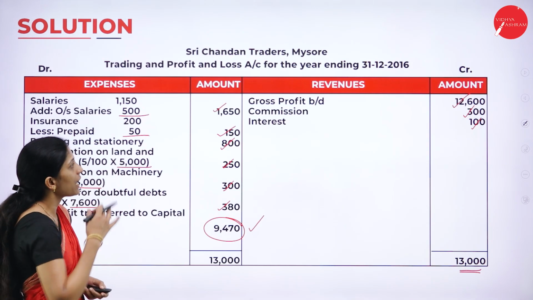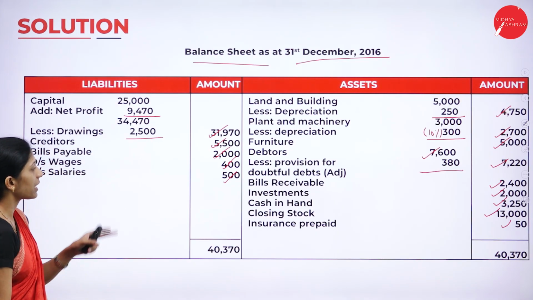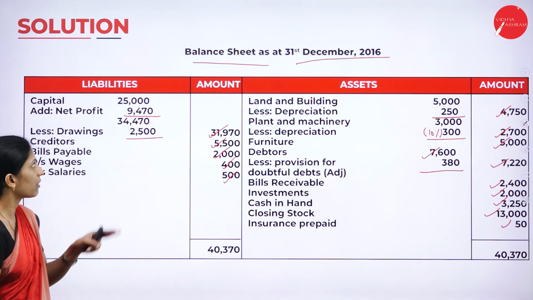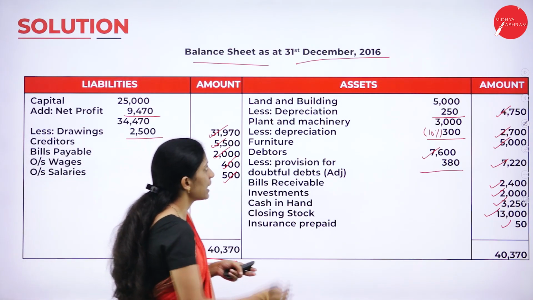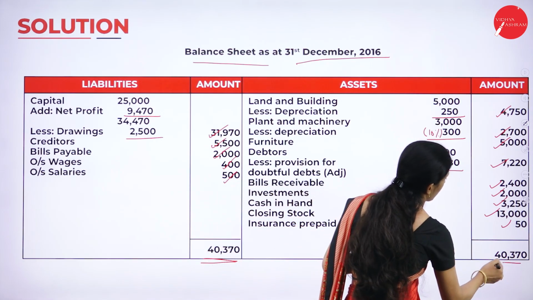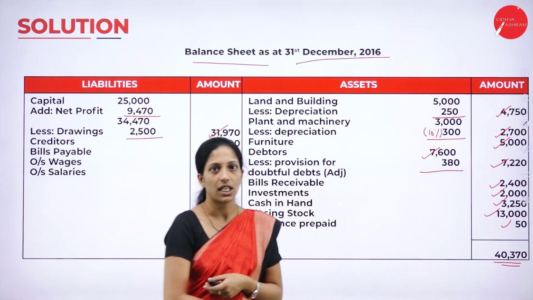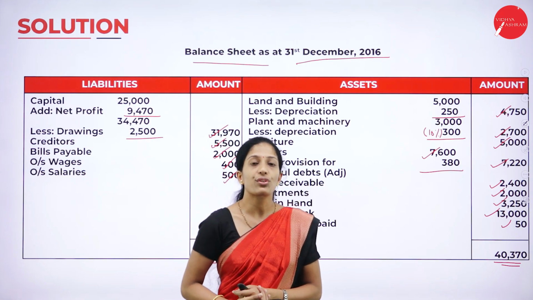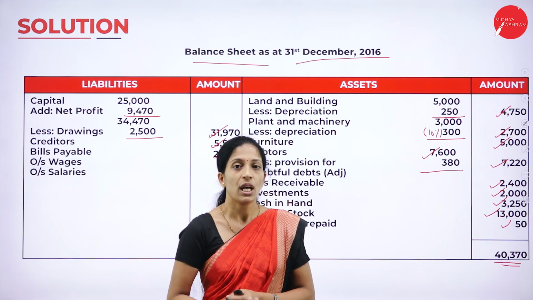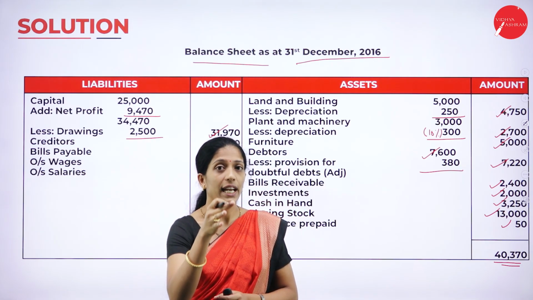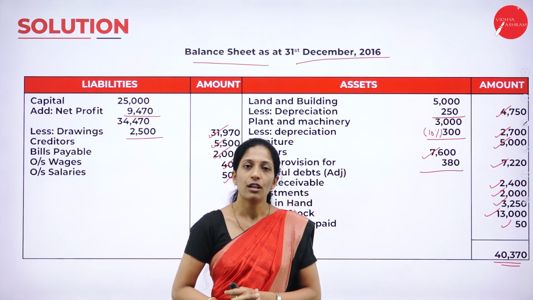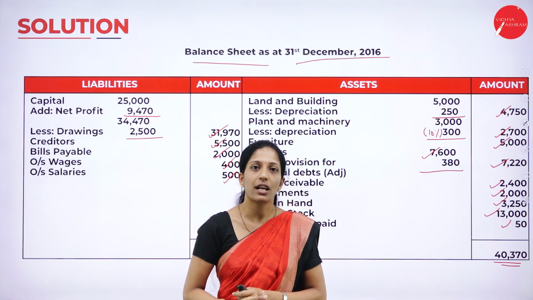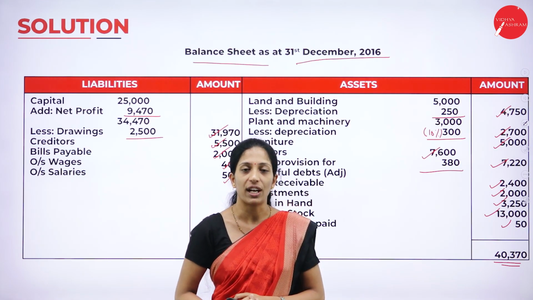Now we have to add both the assets as well as liabilities, and both the sides should be equal. So if you add all the liabilities, you will get 40,370, and if you add all the assets, you will get 40,370. So this is how you are going to solve a 15 marks problem, where you will get the trial balance along with the adjustments, and you have to prepare the financial statements like trading profit and loss account as well as balance sheet at the end of the financial year.